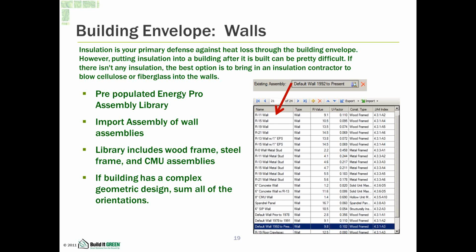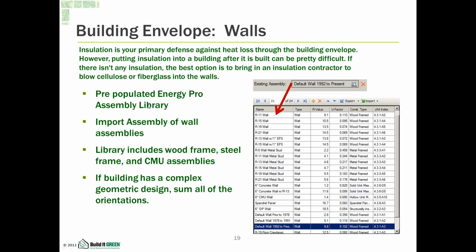So getting into the walls. The walls are pretty much the best defense against heat loss and heat gain. And so they're pretty difficult to insulate if the building's already built. If it's a brand new building, it's always a good idea, and it's code, to insulate all the walls. But for existing buildings, it's really hard. So blown-in cellulose and fiberglass and some spray foams are good options for these retrofit situations.